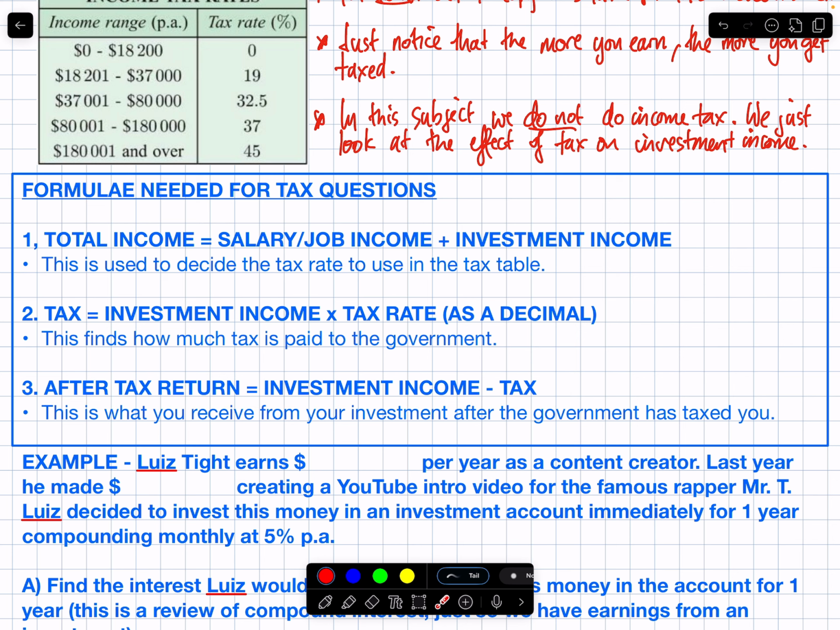So keeping in mind, we're pretending to make an investment and earn money off of that from interest, but the government is going to take part of that money as tax. So you're not going to get all of your investment interest after tax. The government's going to take a little bit of it. The after-tax return is what you receive from your investment after the government has taxed you. So for the purpose of the video, I'm going to move on, but for you guys, could you pause the video so you can get down those three formulae?